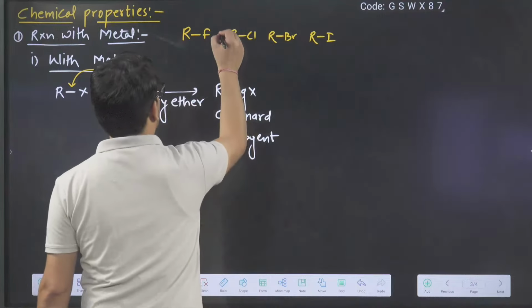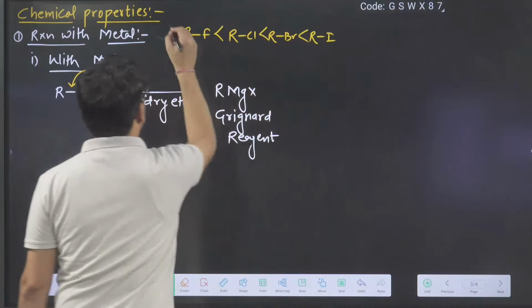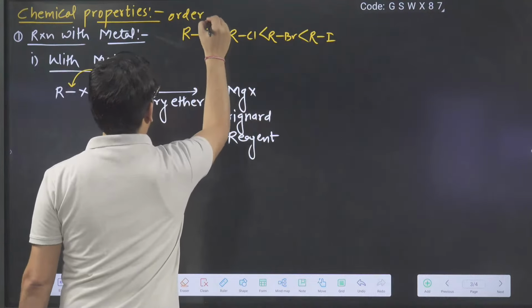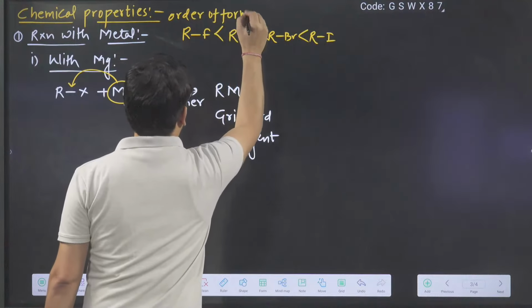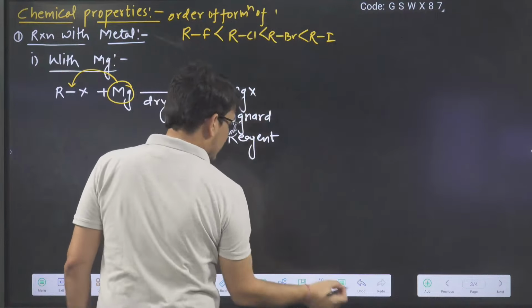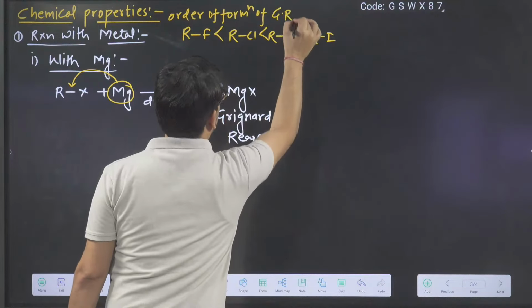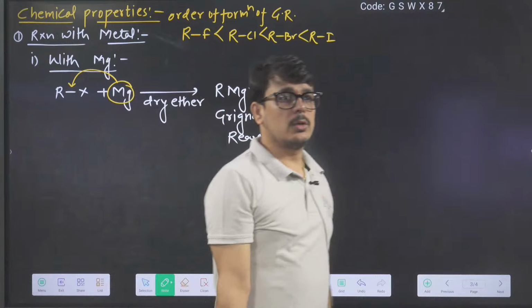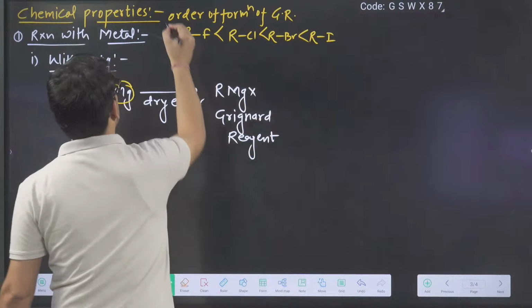So the order of formation of a Grignard reagent will be this, or not? Order of formation of which reagent? Grignard reagent. One last question here only.